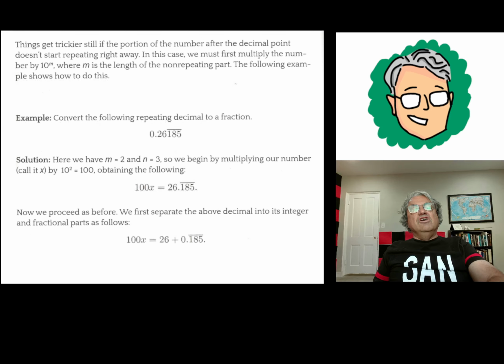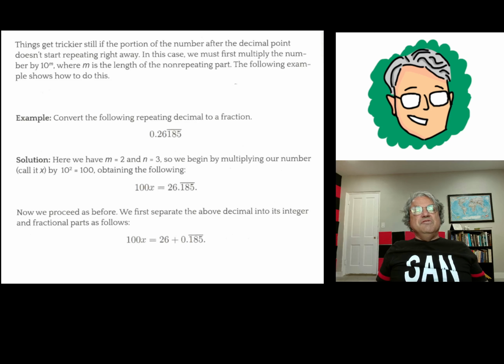Now I'm going to give you a hard one. So the hardest case is when the decimal doesn't start repeating right away. And here's an example of one that doesn't. So now we're given this kind of ugly repeating decimal, 0.26 with 185 repeating. Notice it didn't start repeating right at the beginning. It only started repeating in the third place after the decimal point.